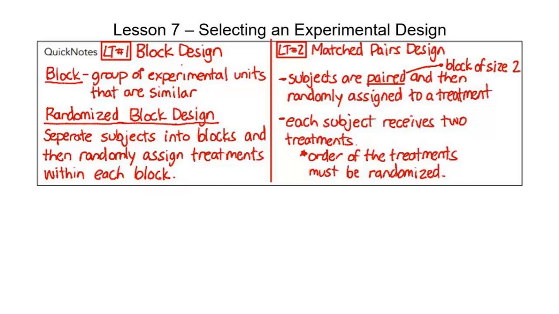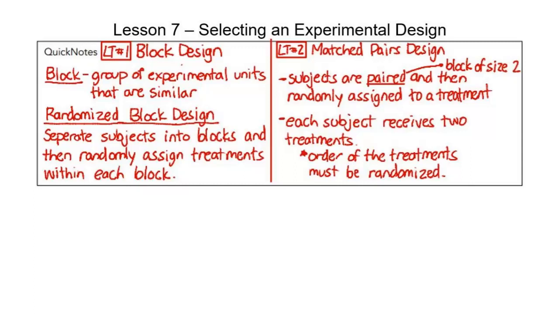We call them experimental units because it's not always people. Like if we were doing quality testing on computers, then my experimental units would be each of those computers. But experimental units are the participants in this experiment. In my randomized block design, we separate the subjects into blocks. How many blocks can you have? Doesn't matter. You can have as many as you want or need. And then you randomly assign treatments within each block. For my matched pairs design, the subjects are paired first. We have blocks of size 2, and then they are randomly assigned to a treatment.